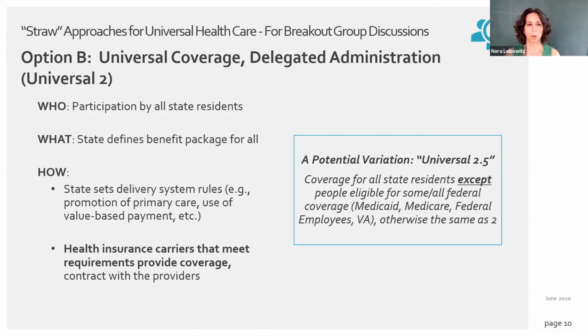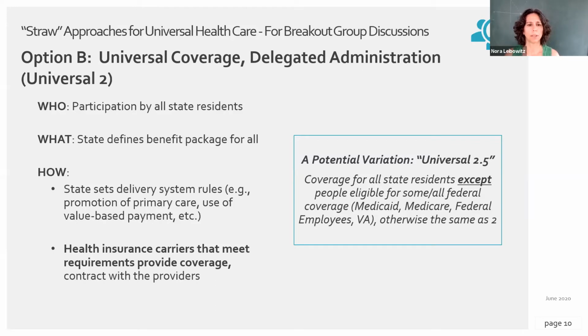So option B, which is also a universal coverage program, really differs from option A in that although the state is setting up the rules for the program, the state is not administering the program, and really that gets at the bottom bullet, which is that the health insurers, as they do now, would contract with providers, and so the state would have contracts with the health insurers and say, yes, you can do the administration of this. But similar to option A, it's available to everyone in the state.